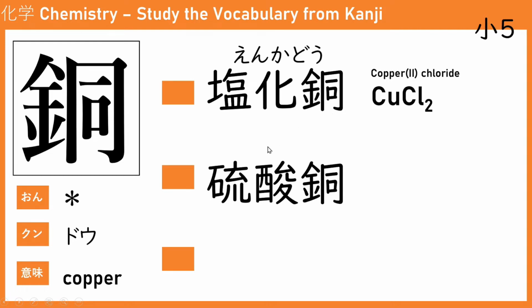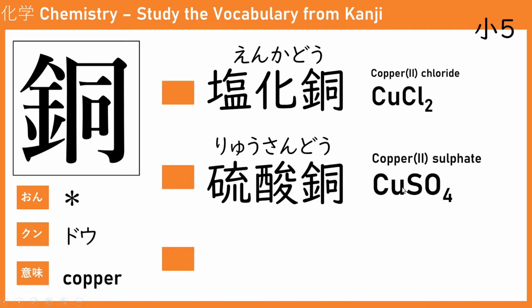Let's try another. We also have ryusan do. Ryu means sulfide, while ryusan means sulfuric acid. So if you put ryusan and do like this, it gives you CuSO4. This one doesn't represent an acid, but represents the sulfate ion. Ryusan do, like this.